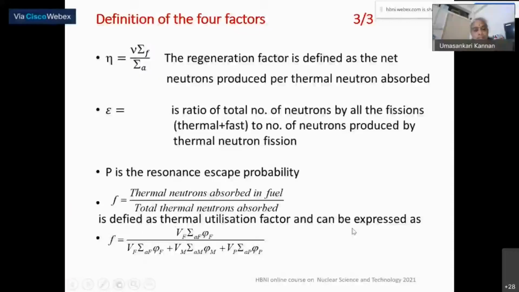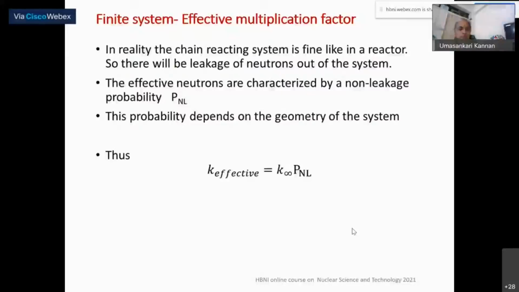So now we have seen the four-factor formula for a neutron multiplying system or chain reacting system, which, for an infinite system, is defined by the four factors, eta epsilon p f. But I had already told you that in reality, the system is not going to be infinite. It is going to be finite, like in a reactor. So there will be leakage of neutrons out of the system.